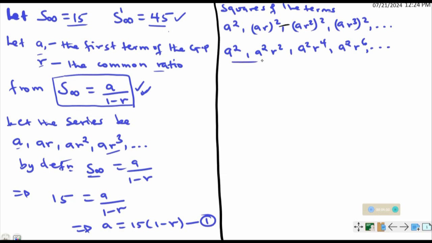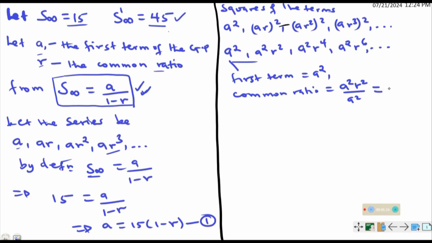So from these terms here, what will be the first term? The first term is actually a squared. And what is the common ratio? The common ratio is actually the same as getting a squared r squared divided by a squared. But this one here will give us r squared. So our common ratio is r squared.